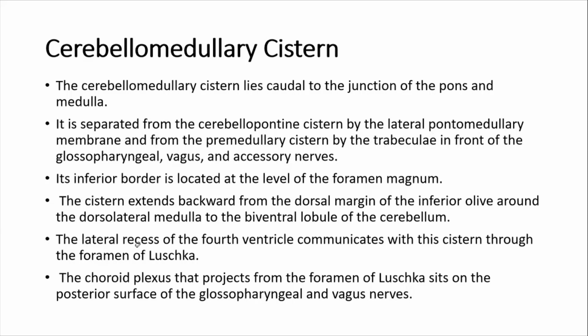The cistern extends backward from the dorsal margin of the inferior olive around the dorsal lateral medulla to the biventral lobules of the cerebellum. The lateral recess of the fourth ventricle communicates with the cistern through the foramen Luschka. The choroid plexus that projects from the foramen Luschka lies on the posterior surface of the glossopharyngeal and the vagus nerve.